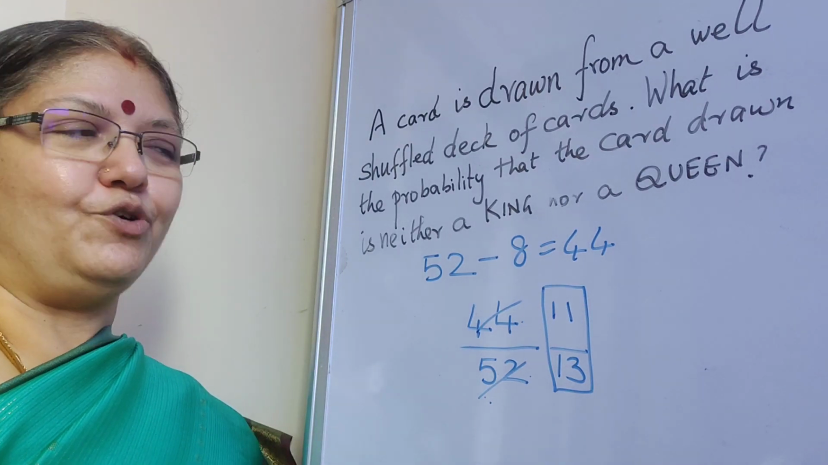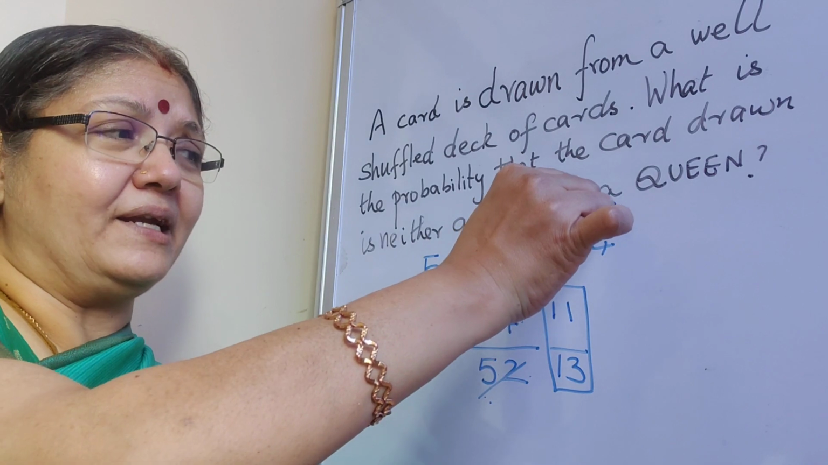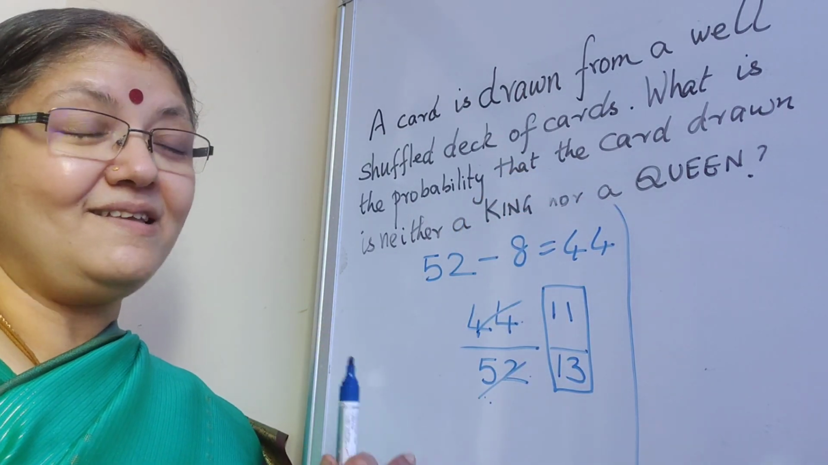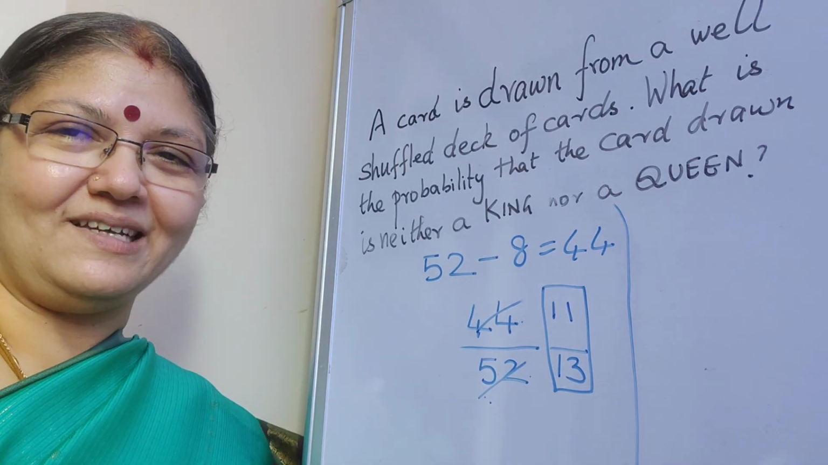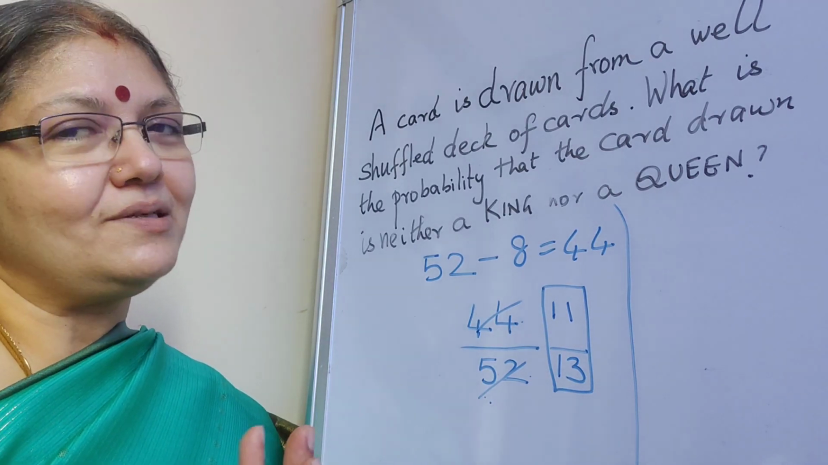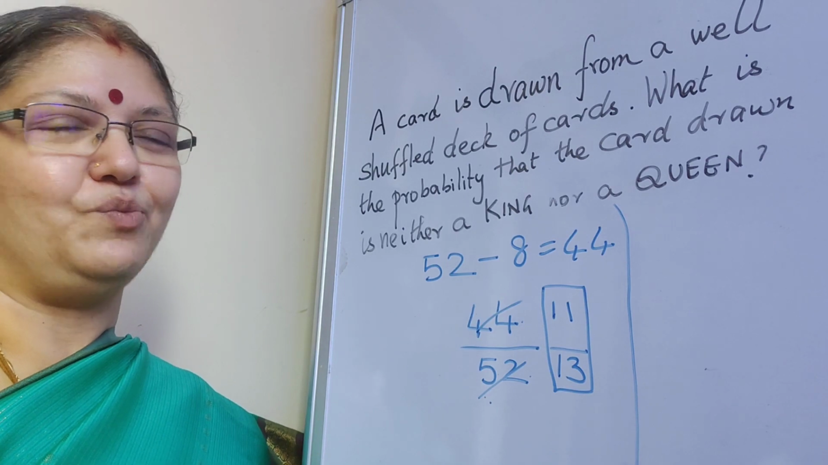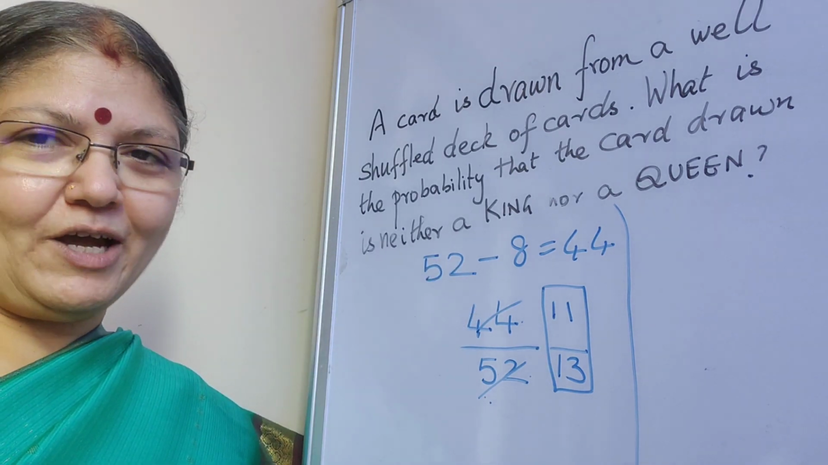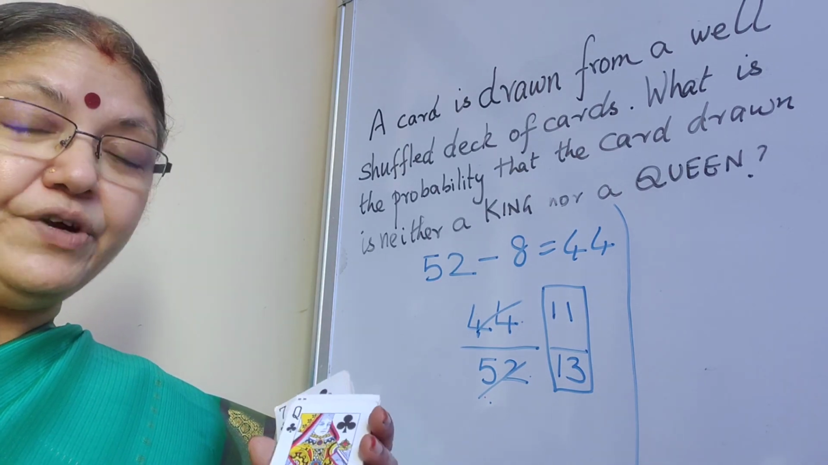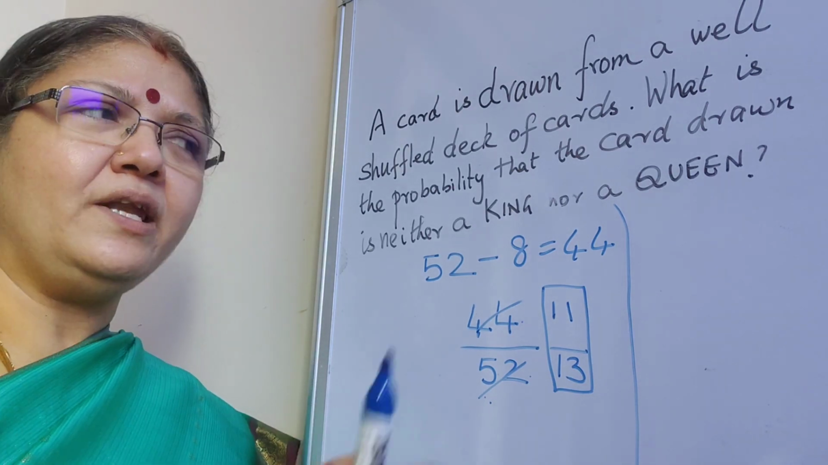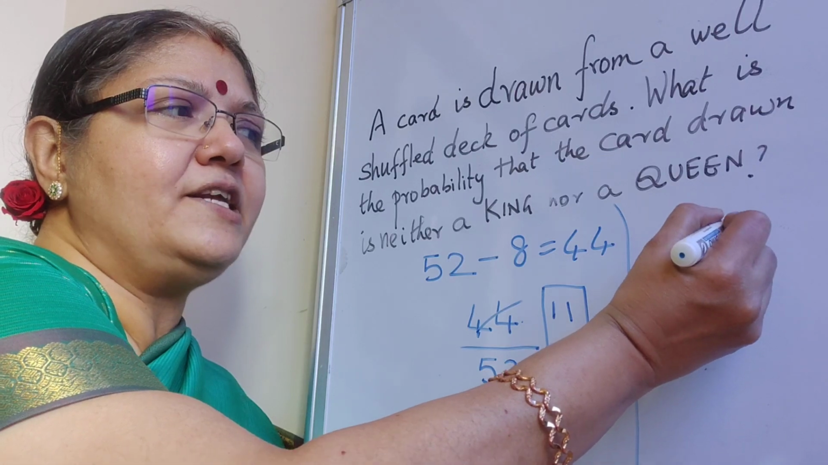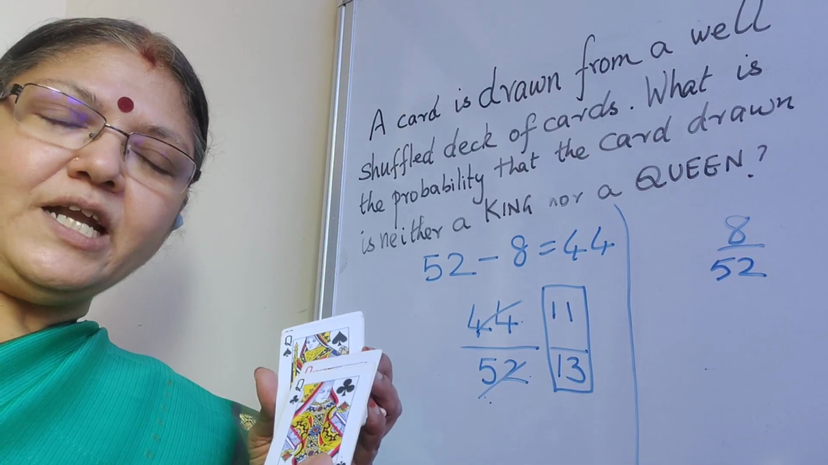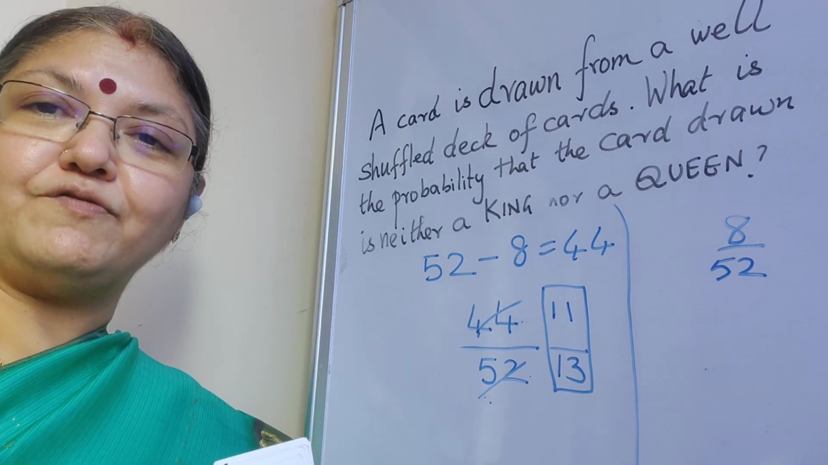This is one way of doing it. There is another way of doing it. The reason I'm explaining the other way is because some children find this easy, some children might find the other method easy. So it's always important to know both the methods, and you can choose whatever you're comfortable with. We said there are 8 of these cards which are king or queen. So what is the probability of it definitely being a king or a queen? It's going to be 8 by 52, because we had 8 of those cards which we have kept separately.